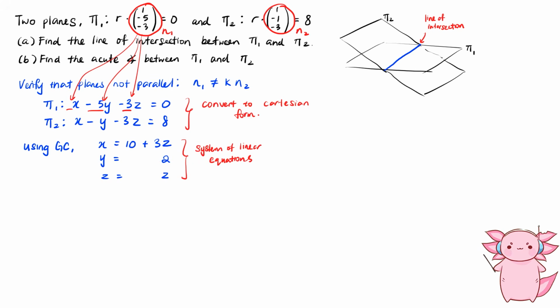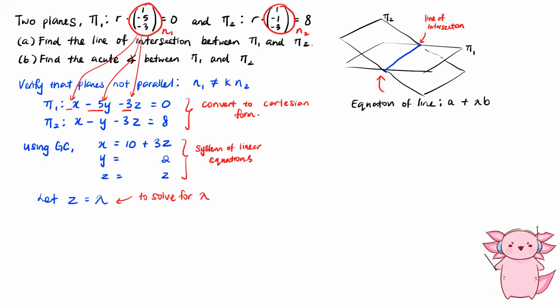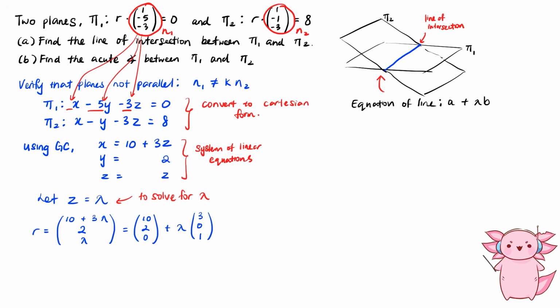Now, remember that we want to find this intersection line, where the equation of a line is a plus lambda b. So we gotta introduce in a lambda somehow. Let's try to make the unknown z equal to lambda. After splitting up into the starting point and the direction vector, we have our line equation.